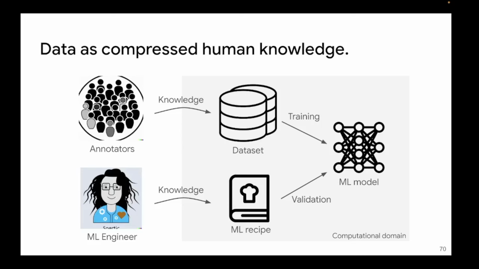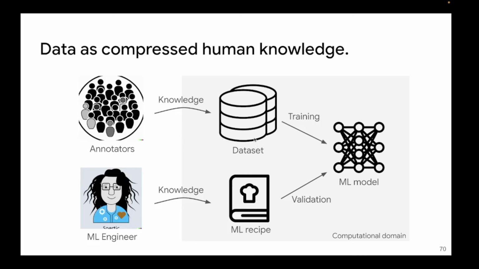I like to show this kind of figure for my vision of how data should look in the future. So for building a machine learning model, there are two pathways of knowledge from humans, I would say. Well, the model is eventually built by humans, right? It's kind of a replication of human knowledge. And there are two pathways. One is through training and the other one is through validation.